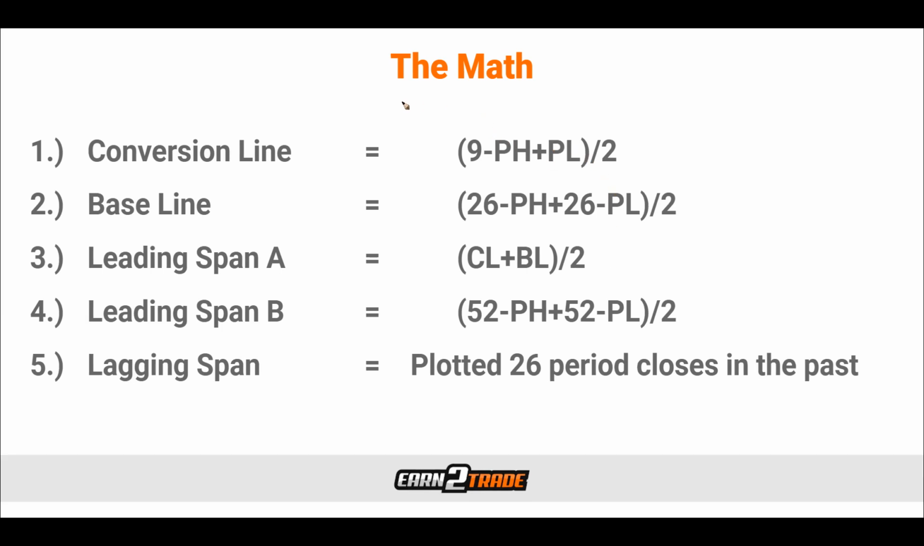Now let's dive into the math of all of it, right? And you don't have to be too crazy into math. You don't need to know a ton of calculus to be able to figure this one out, if at all any, so don't worry. Now, the conversion line is going to be equal to 9 minus the period high plus the period low, divided by 2, okay?